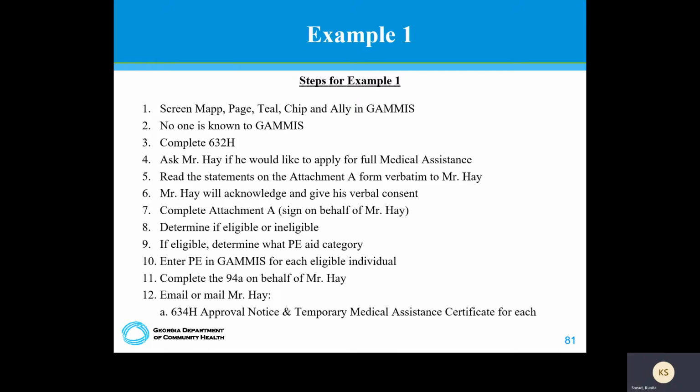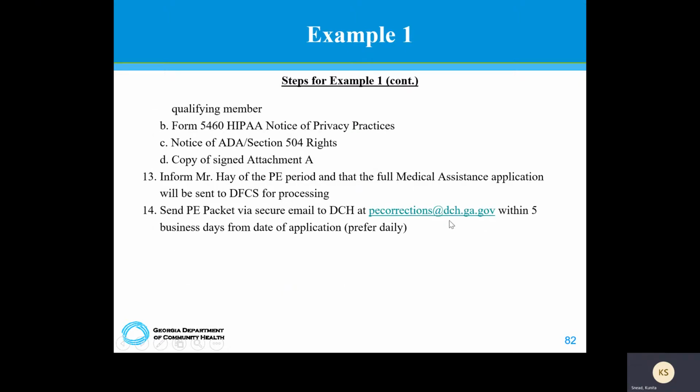And then if they are eligible, we're going to add each individual person to GAMMIS. So once you have approved them on paper, everybody that was approved, you're going to add each person to GAMMIS. If he wanted to apply for full Medicaid, remember you're going to complete the 94A on his behalf. And then you need to email or mail Mr. Hay his 634H with the approval notice and the temporary certificate for each person that was approved.